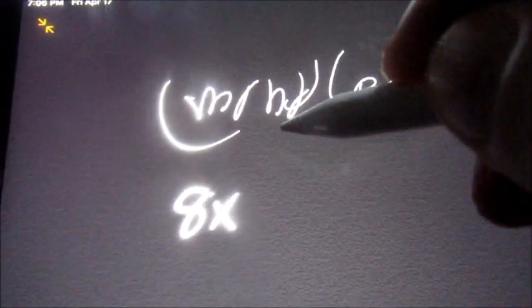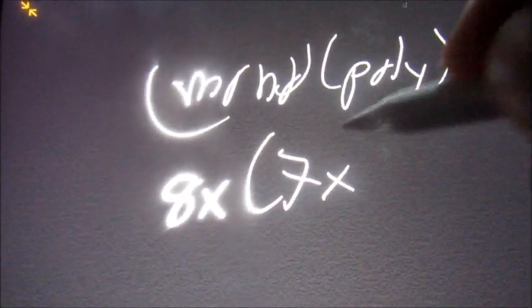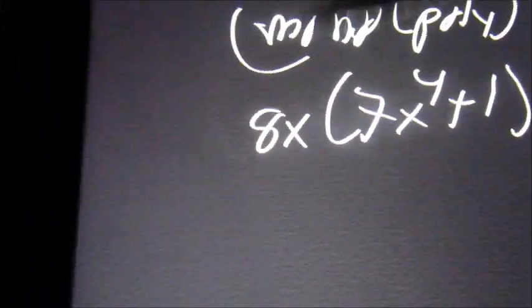Okay, so the next one is going to be a monomial times a polynomial. And on these, what we're going to do is use the distributive property. So we've done some like this, just not as complex as these ones.